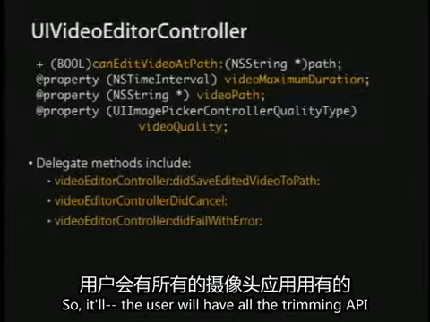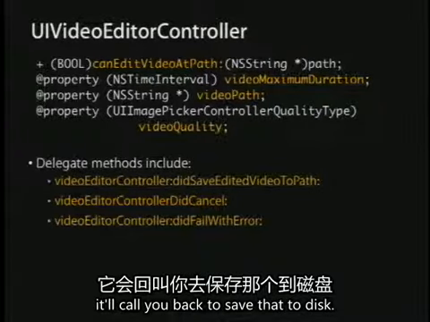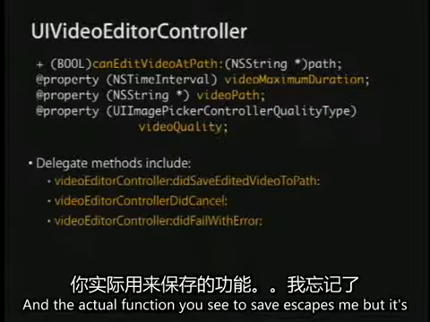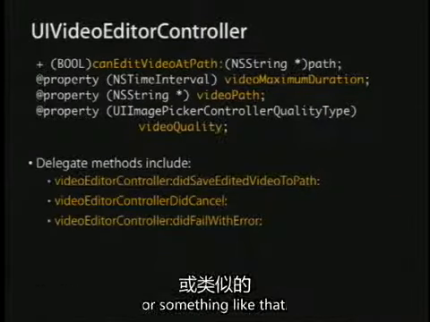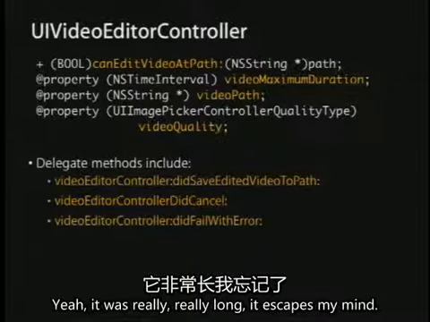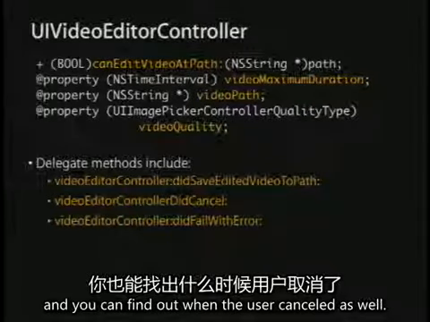So the user will have all the trimming API that they have with the Camera app. And once they hit save, it'll call you back to save that to disk. The actual function you use to save escapes me, but it's like UISaveVideoAtPathToSavedPhotosAlbum or something like that, right? Yeah, it was really, really long. It escapes my mind. But all right, and you can find out when it failed, and you can find out when the user canceled as well.